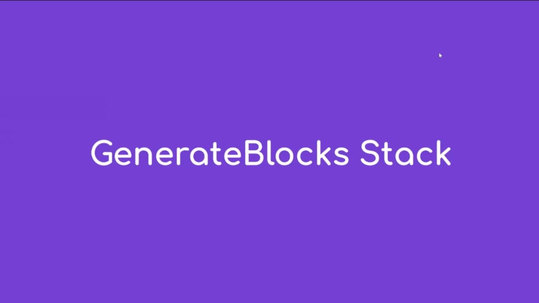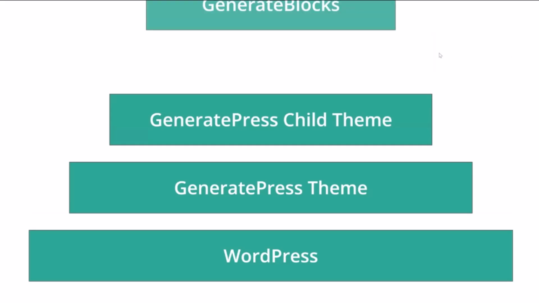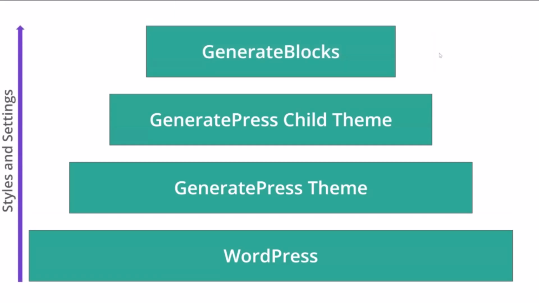Okay, so here's the stack. WordPress at the bottom, GeneratePress theme, then the child theme, and then GenerateBlocks. It's useful to understand that when you're talking about the customizer and stylings, this is the stack it generates. So you can go into GeneratePress and set up the customizer. Then when you install GenerateBlocks, it's got its own separate styling. So that's the kind of stack it uses.